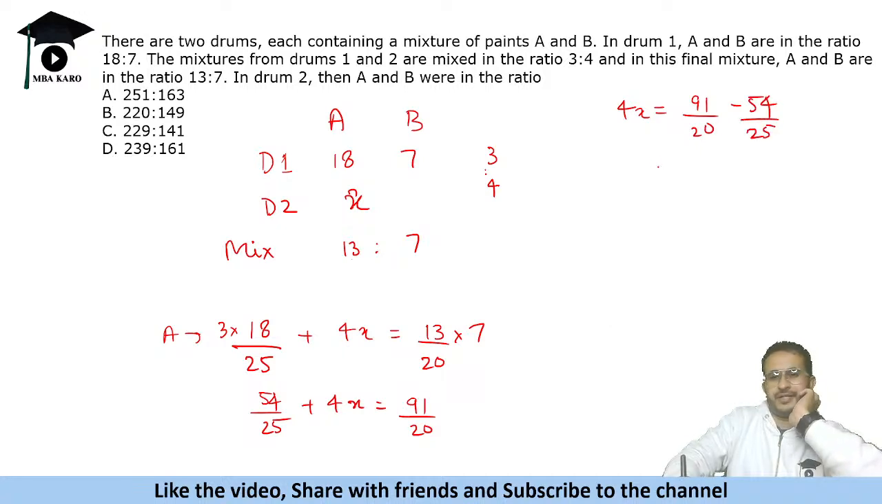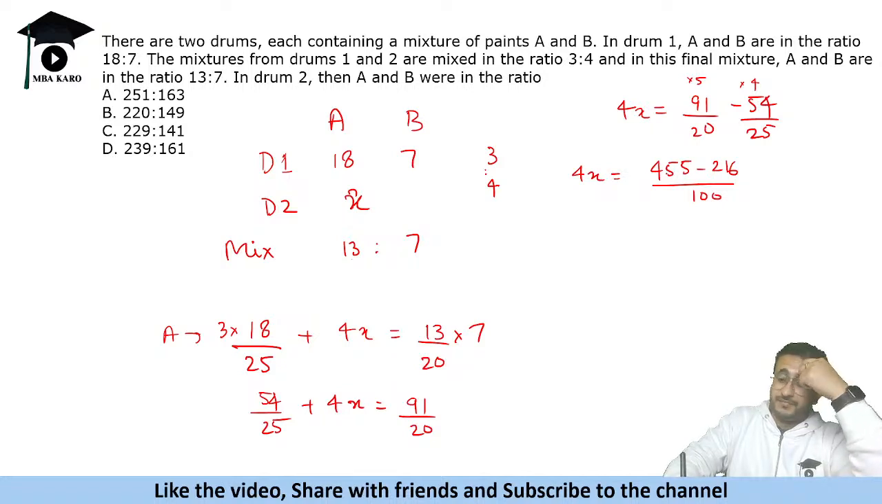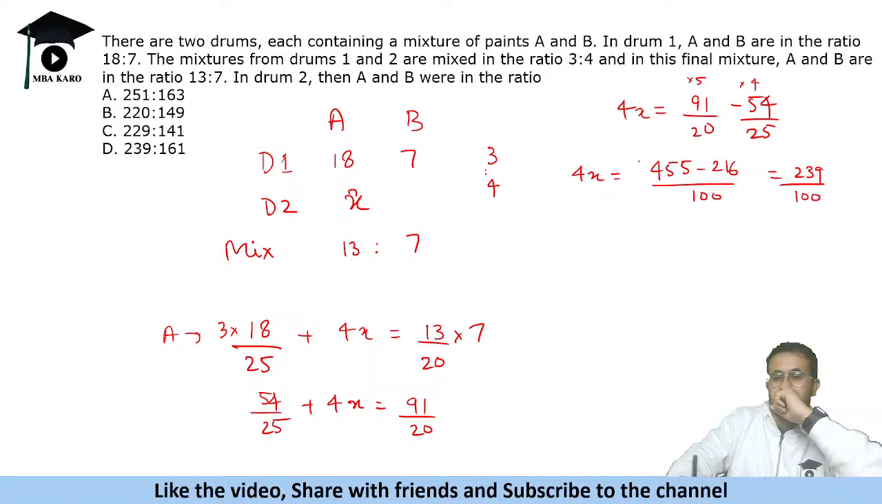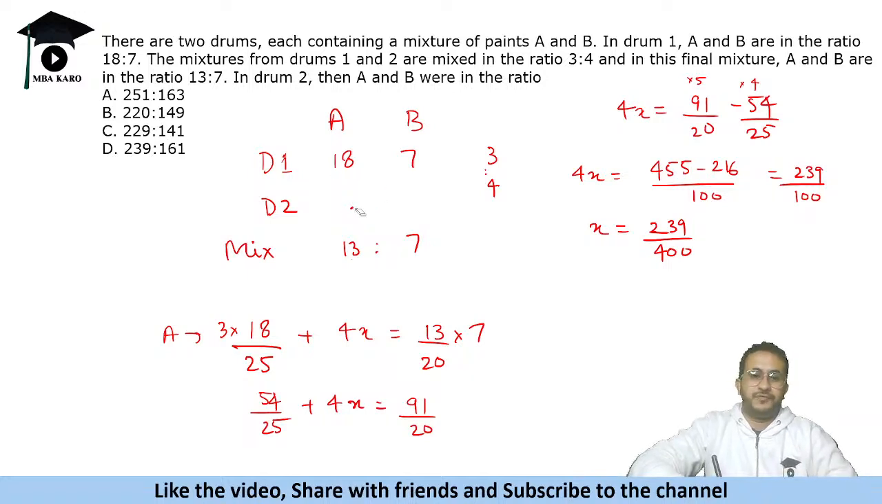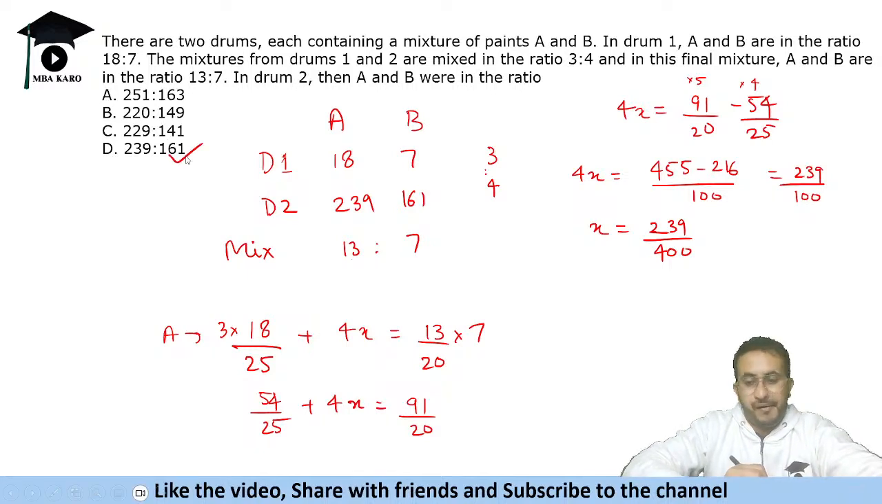So ये हो जाएगा आपका 100, should be 455 into 5 करेंगे and this will be into 4, which is basically 239 by 100. Okay, so 4x is 239 by 100. So x is 239 by 400. So part of this is 239 by 400. So if this is 239, this will be 161. So the answer is option D, 239 ratio 161.